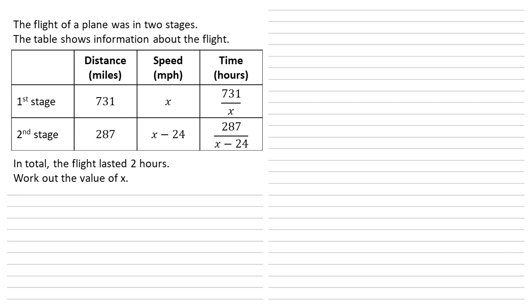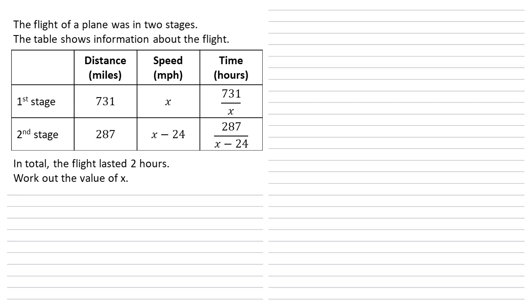Flight of a plane was in 2 stages. The table shows information about the flight. So we've got the first stage, distance and a speed, and the time taken, which is just the distance divided by the speed. So in this case, 731 over x. And we've got second stage, again with a different distance and speed, and a time of 287 over x minus 24. We're told that in total, the flight lasted 2 hours. We need to work out the values of x.